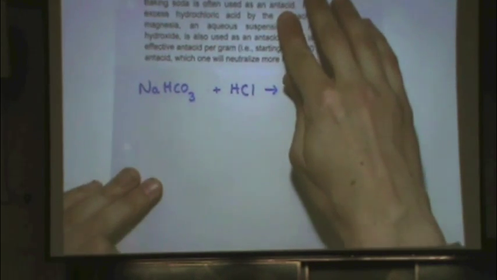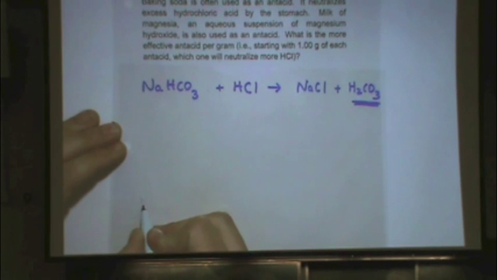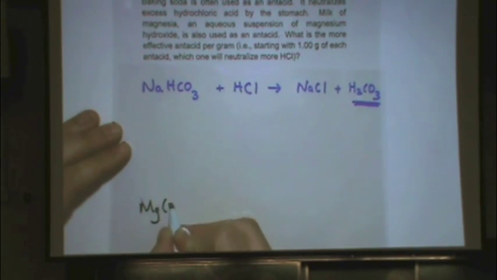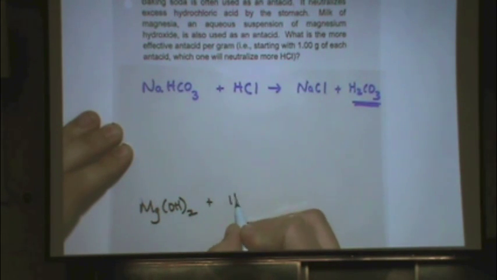I'm going to write down the second reaction down below. The other reaction would be magnesium hydroxide, that's milk of magnesia, plus HCl. What kind of reaction is this?